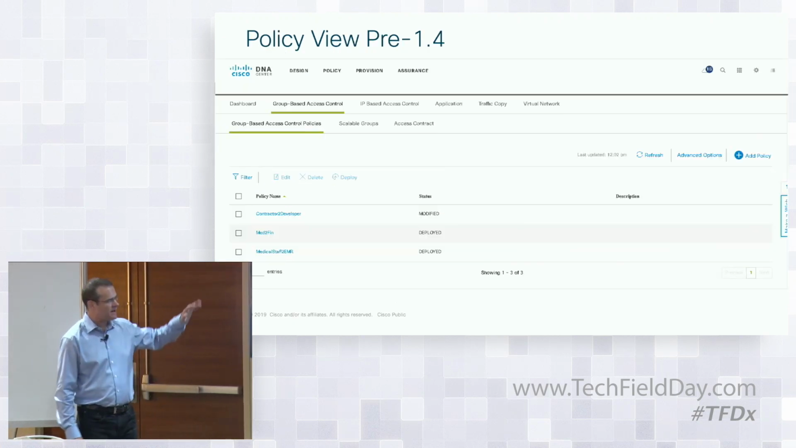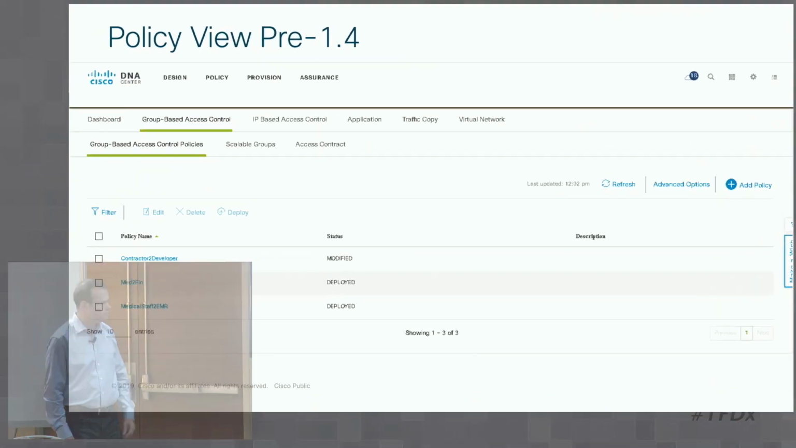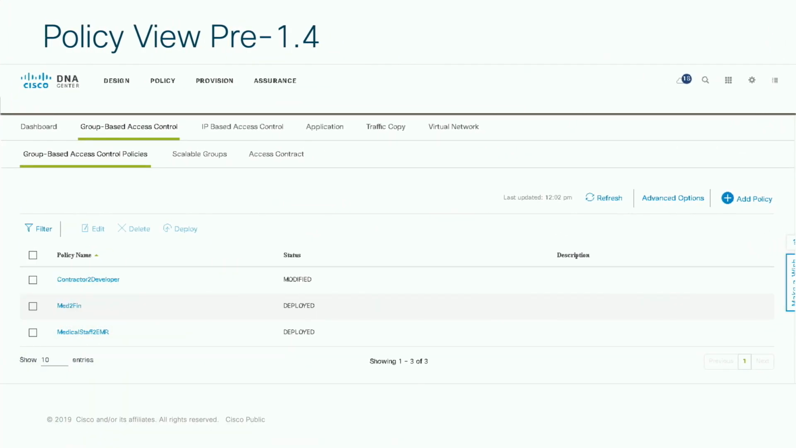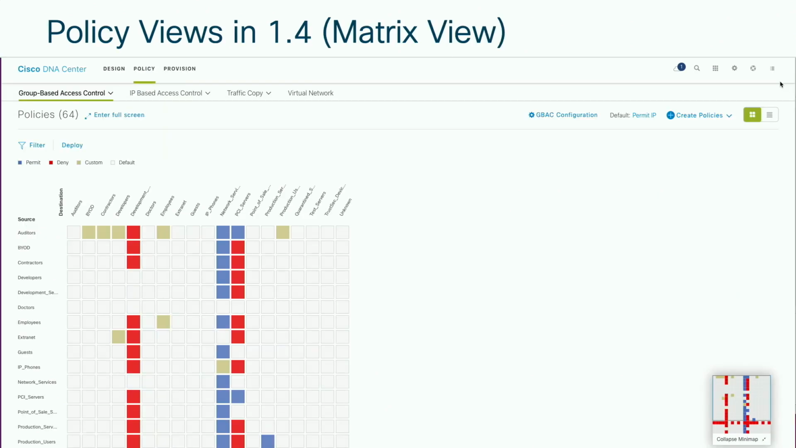So in the past, this was the view of what a policy definition for access control would be. You got a name and a status, right? Is it deployed? Was it modified and waiting to be deployed? Whatever it is. It didn't give a lot of detail about what was actually happening. This is the new view. This is the default view. It's called a matrix view. It is something that we brought over from the Identity Services Engine, but we've enhanced it so that it is much more usable.